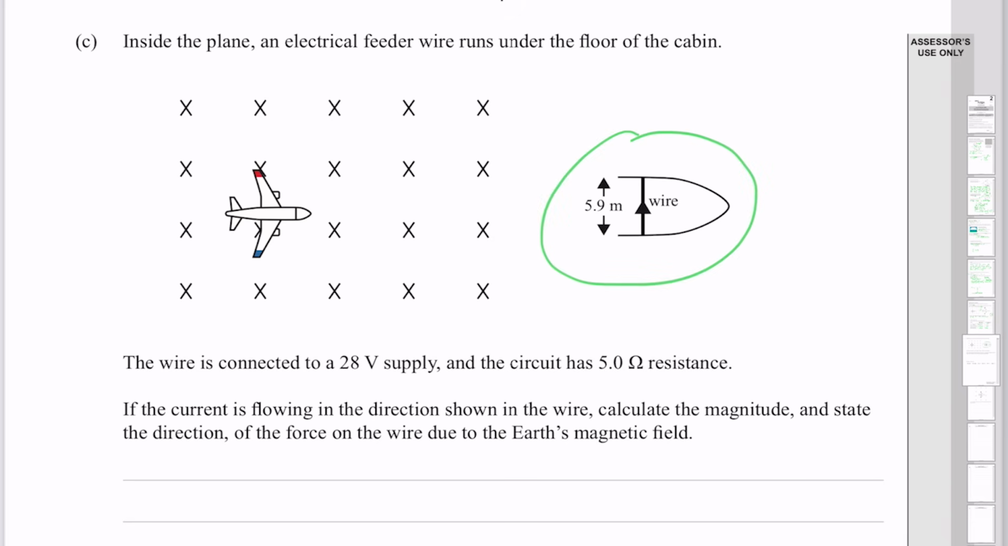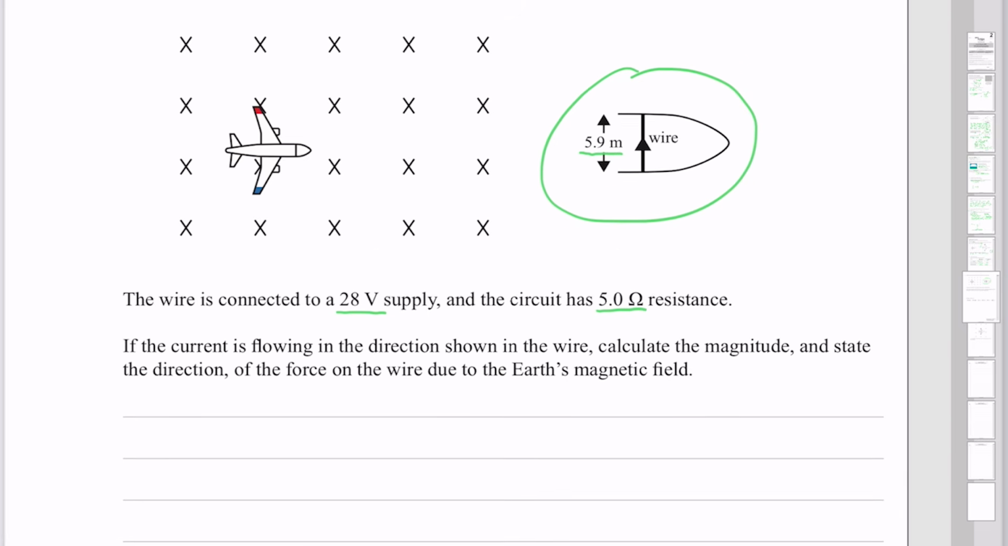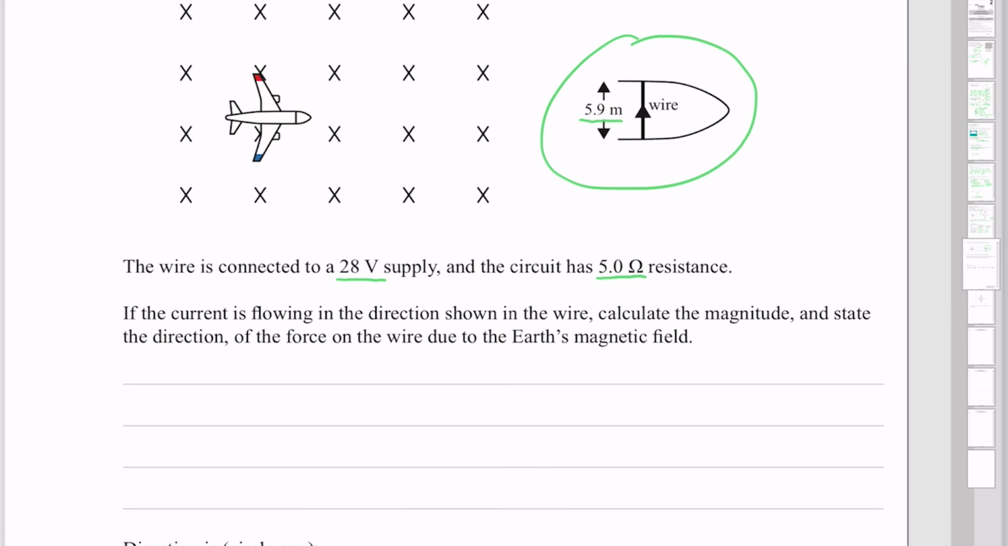Inside the plane, an electrical feeder wire runs under the floor of the cabin, and we're given a diagram here. The wire is connected to a 20-volt supply. We're given that the length of the wire is 5.9 meters, and the circuit has a 5 ohm resistance. If the current is flowing in the direction shown in the wire, calculate the magnitude and state the direction of the force on the wire due to Earth's magnetic field.